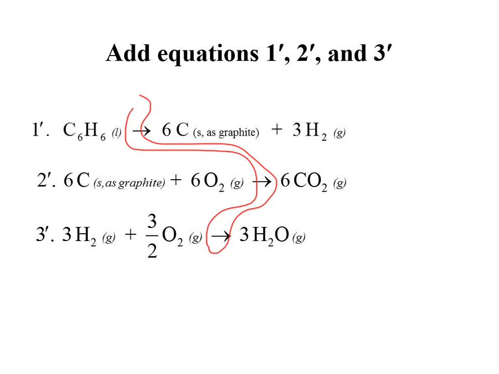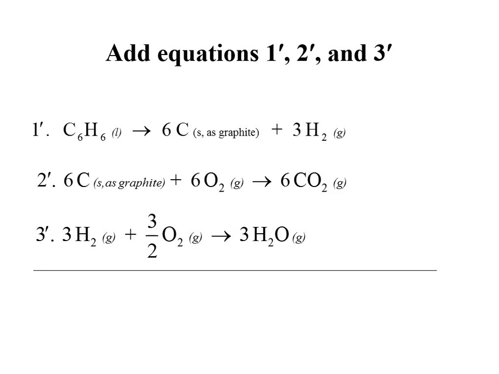So now what we're going to do is add reactants, and add products. And the cool thing is, if you see anything on the reactant and the product side anywhere, they can go ahead and cancel each other. They go away. I'll show you how this works.